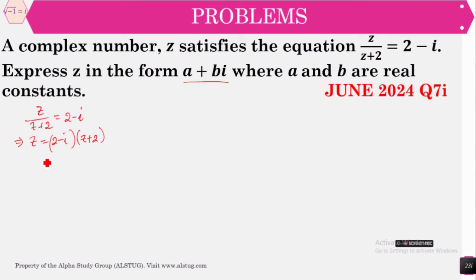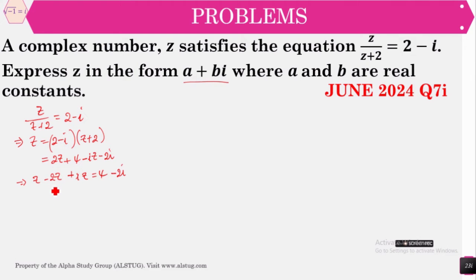We open the brackets here. We'll end up with 2 times z, so we of course get 2z. 2 times 2, we get plus 4. I times z, we have negative iz. I times 2, we get minus 2i. So I'm going to carry everything that has z to the other side, to the left hand side, so that we will end up with something like z minus 2z plus iz to be equal to, here we are left with 4 minus 2i.